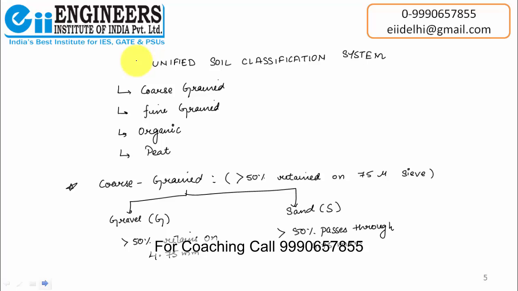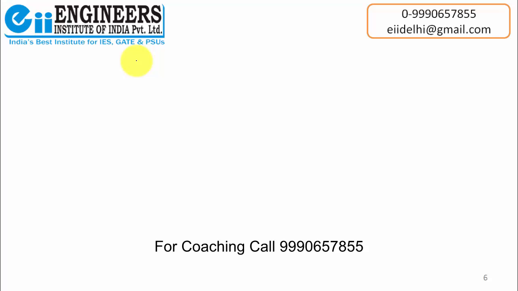Well, in this classification there is one more thing. If the percentage fines in our particular soil is less than 5%, then such types of soils are known as well graded, and we generally designate it by W. So if you see anywhere written as GW, that means it is a well graded gravel.